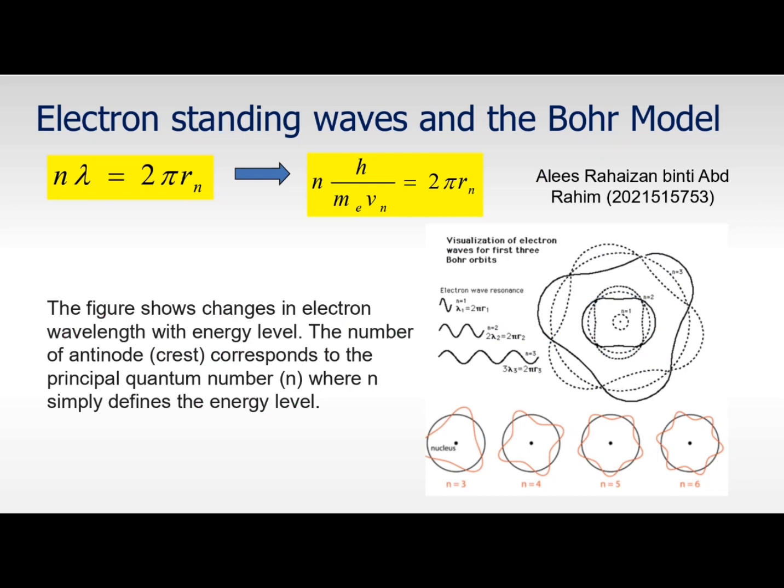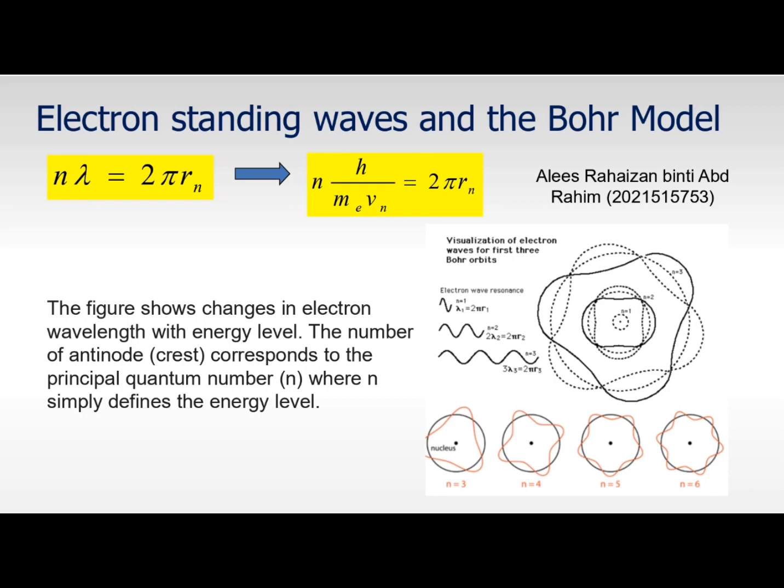Another aspect of the Bohr theory that is also easier to visualize physically by using de Broglie's hypothesis is the quantization of angular momentum. One simply assumes that the allowed Bohr orbits arise because the electron matter waves interfere constructively when an integral number of wavelengths exactly fits into the circumference of a circular orbit. This is represented by the following equation: 2 pi r equals n lambda, where r is the radius of the orbit.